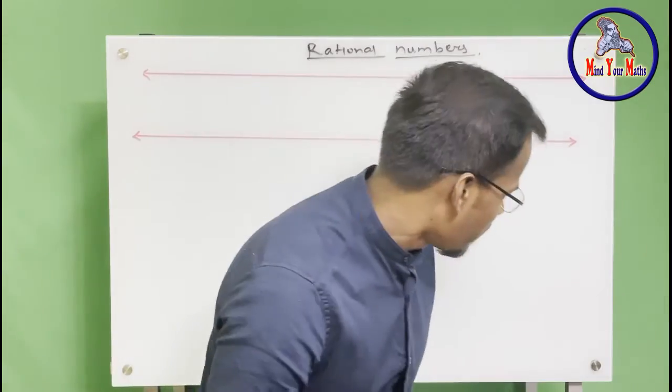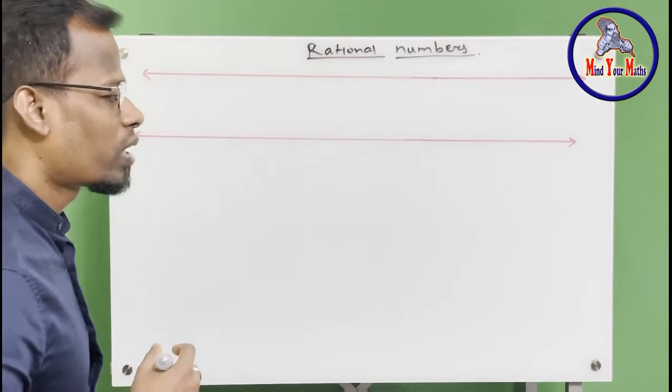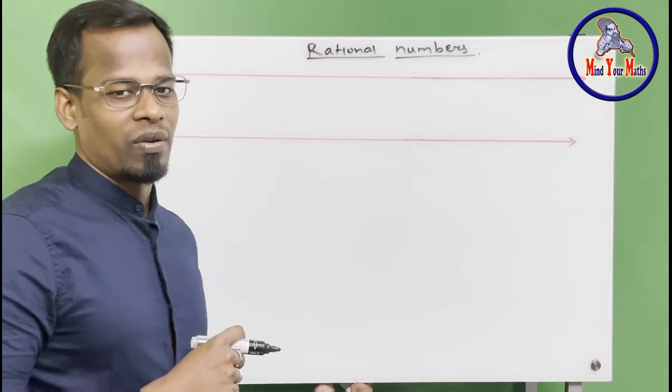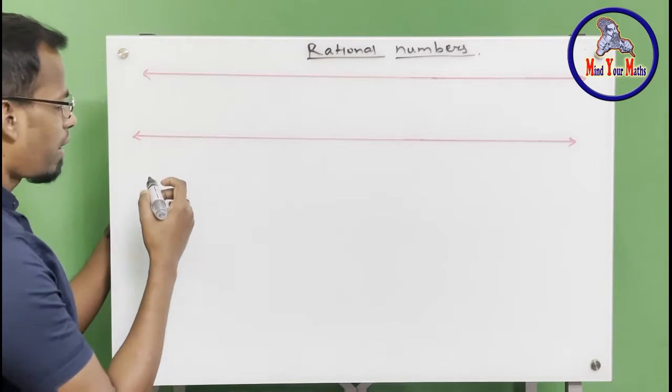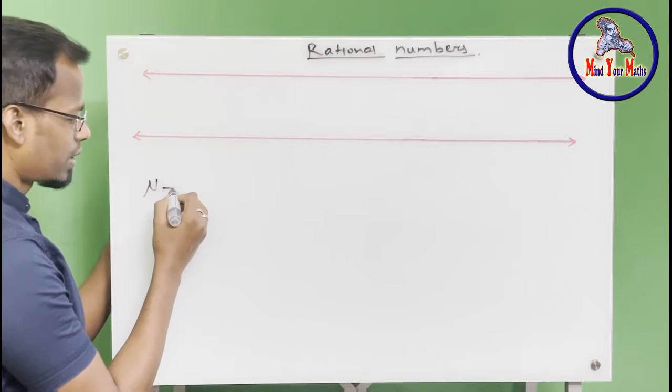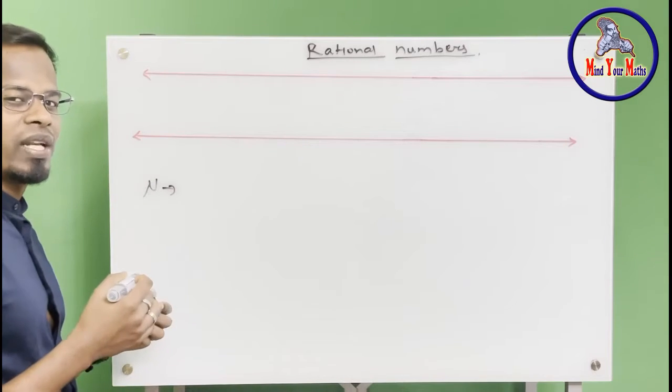Okay, so before we understand what a rational number is, let's understand the different types of numbers that we know in our life. We know there is something called natural numbers. What is a natural number?